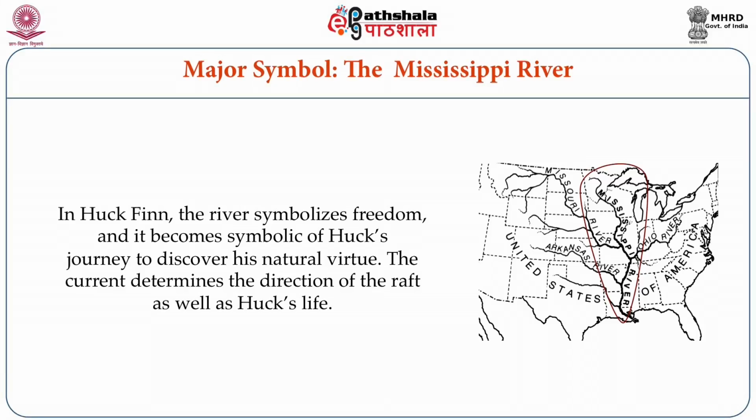The major symbol in the novel is the Mississippi River. In Huck Finn, the river symbolizes freedom, and it becomes symbolic of Huck's journey to discover his natural virtue. The current determines the direction of the raft as well as Huck's life. So this is what we were talking about: life on a raft on the Mississippi River is Huck's journey of life, and this gives him some kind of direction, because the raft takes control of his life and gives him direction.